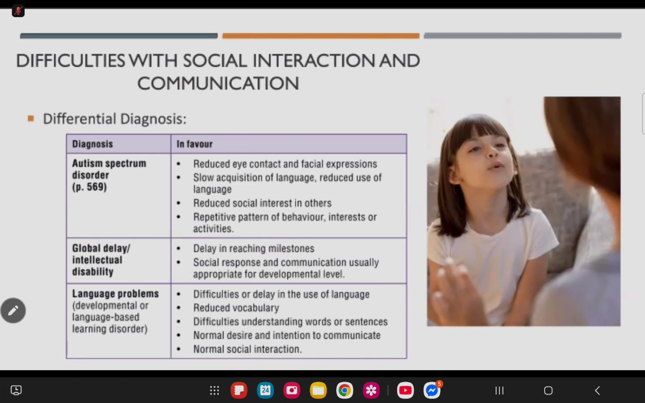For language problems, they have difficulty or delay in the use of language. They have reduced vocabulary; although they can talk, their vocabulary is reduced. And they also have difficulty understanding words or sentences.